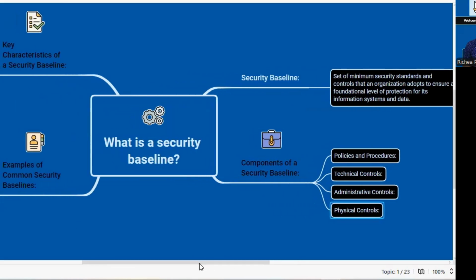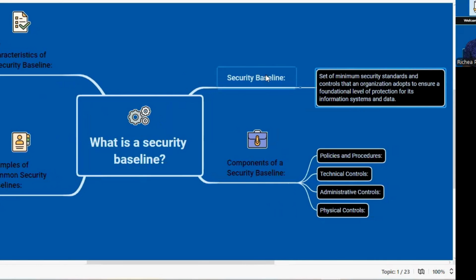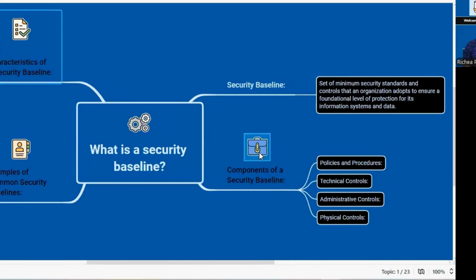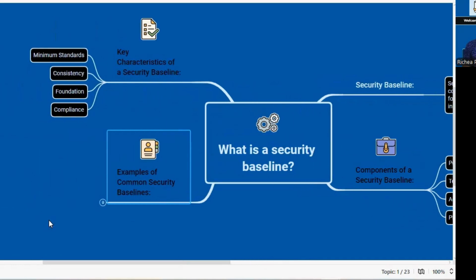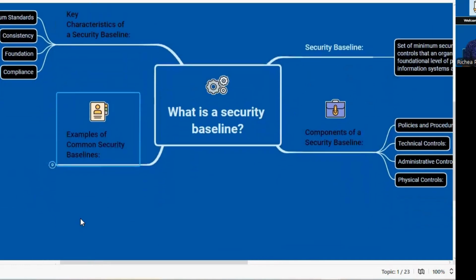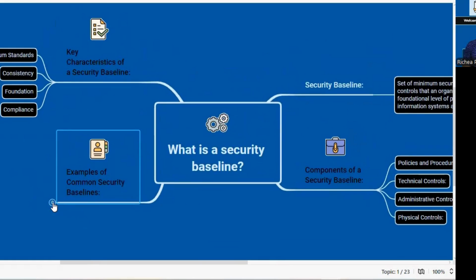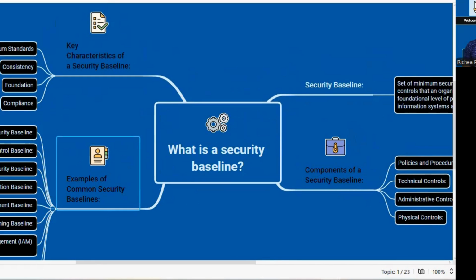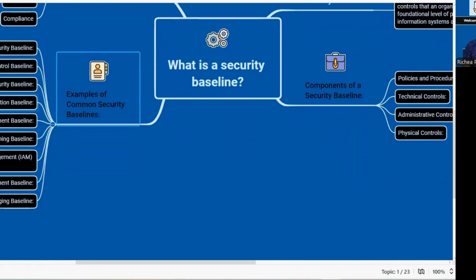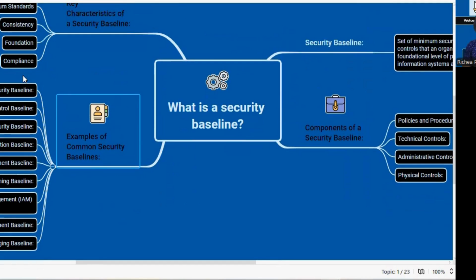So far we have looked at what we mean by security baseline, the key characteristics, and the components. Now, of course, we need to have an idea of examples of those common security baselines that many organizations will implement to create that level of security for the organization. There are a number of common security baselines that we're going to be looking at. I see these as those core elements that need to be taken into consideration when establishing your security baseline. So we have our network security baseline.